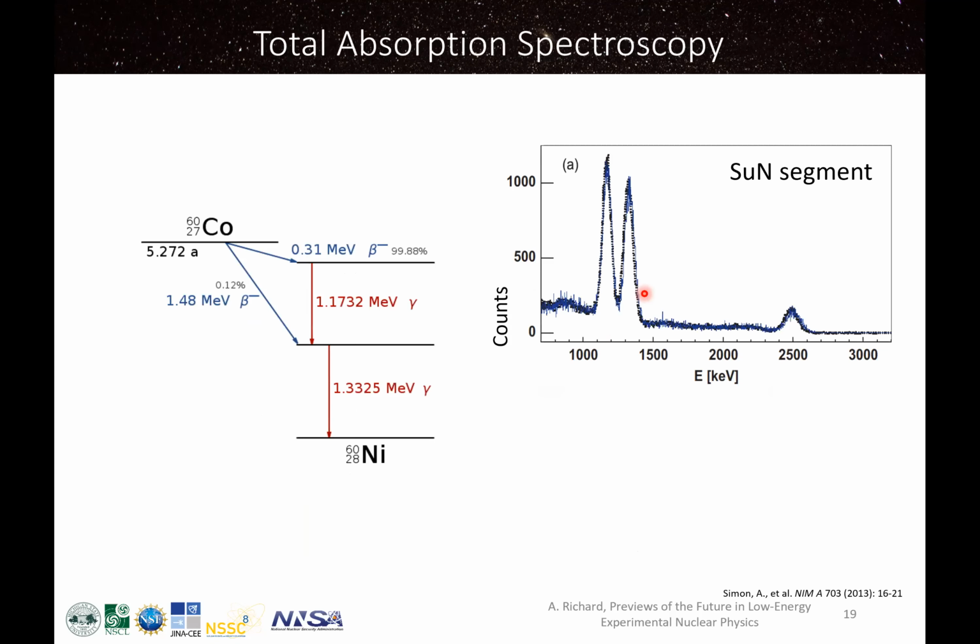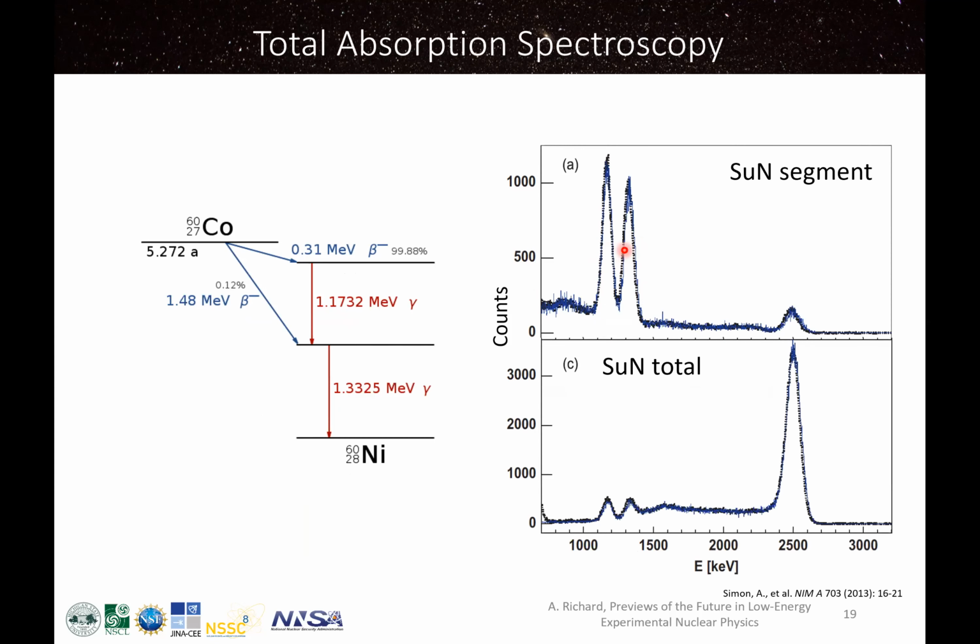And so as a real world example, I'll show you cobalt-60. Cobalt-60 beta decays to two levels in nickel-60. So we have these two gamma rays that de-excite that have these characteristic energies. In a particular segment of SuN, we would see our two gamma rays. And then in our total absorption spectrum, we see the sum peak that corresponds to about 2.5 MeV, the sum of these two gamma rays. And so now we have information both about our total excitation energy, as well as our gamma ray energy, which are the two things that we experimentally need to be able to measure.